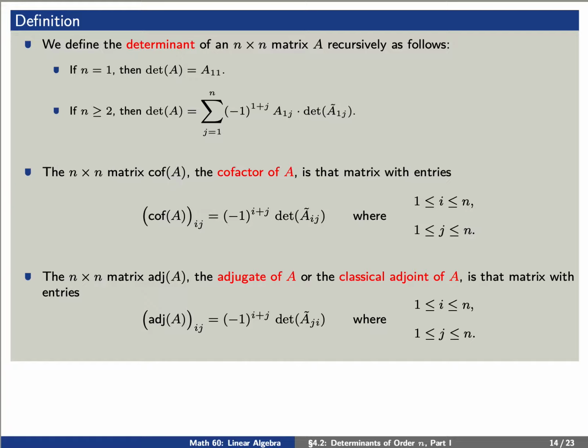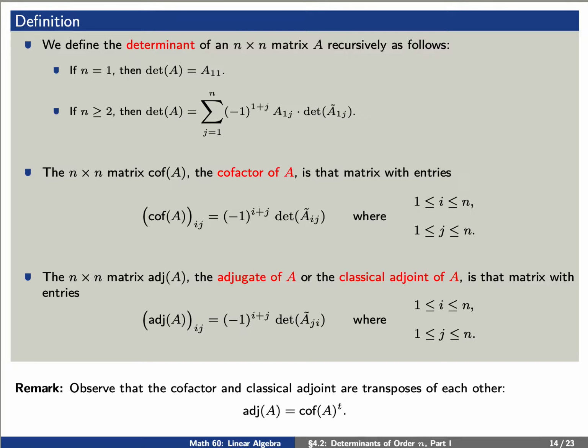Finally, the n by n matrix known as the classical adjoint of A, some books call this the adjugate of A, is defined entry-wise as follows. Here, the ij entry is a certain alternating sign times the determinant of Aji tilde. Notice here how the subscripts are slightly flipped around. This is so that the cofactor matrix and the classical adjoint are transposes of each other. It'll be a little bit easier for us to keep track of the cofactor matrix, and at the end of the day, we'll just take the transpose in order to compute the classical adjoint.